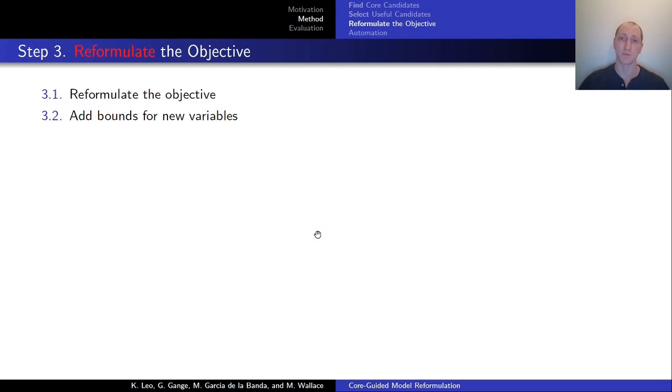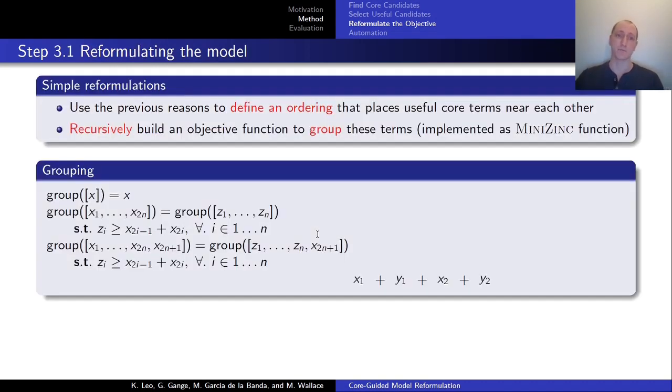So now we have our patterns and we have some reasons for why they're present. And we try to reformulate the objective function. So with simple reformulations, we can just define an ordering that puts useful core terms near each other, and then we recursively build this objective function. We've implemented this group function in MiniZinc, and it's quite easy to use, pretty much just a drop-in for the sum constraint.